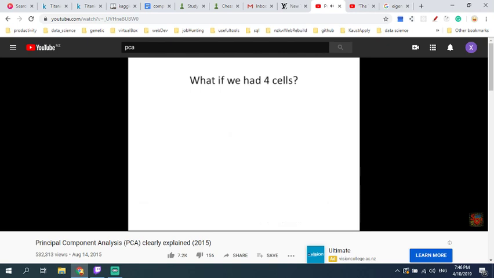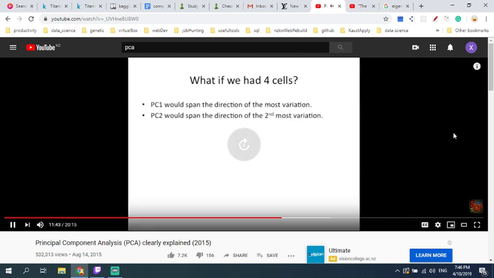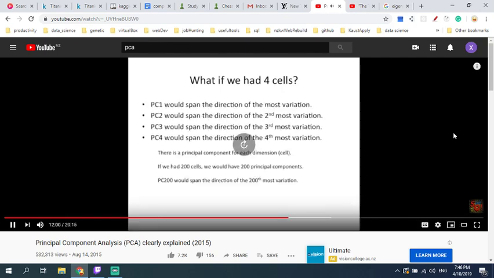What if we had 4 cells? We would have a principal component for each dimension.